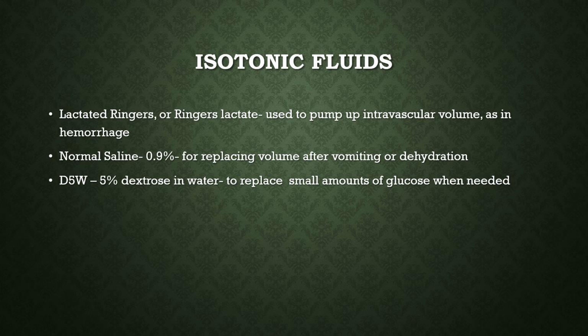D5W, which is our other isotonic solution, is given to replace small amounts of glucose when needed. Let's say you're in the hospital having a bunch of tests done because you've been sick, and you're NPO for 3 days. We need you to be NPO, but we don't want your blood sugar to go to 0. So we'll give you an IV with D5W or D5 something else. That is 5% dextrose in water to replace small amounts of glucose when needed.